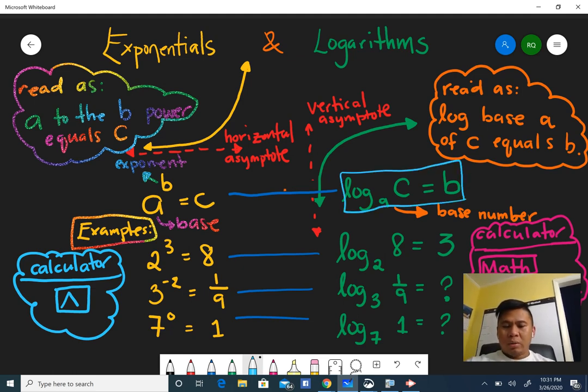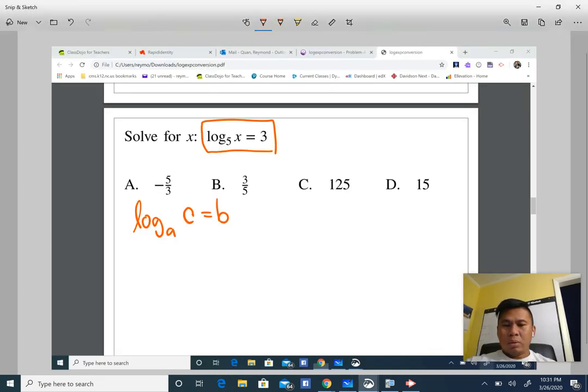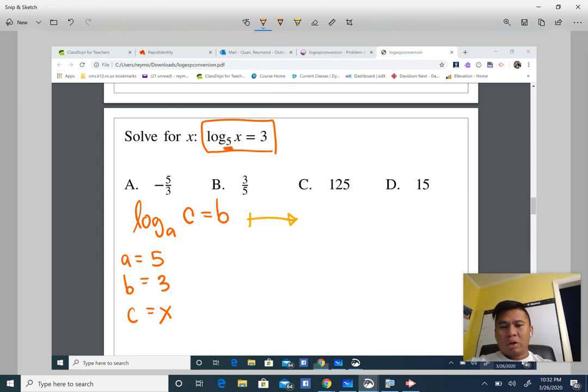Going back, in this case, a is equal to 5, b is equal to 3, and c is equal to x. Now, writing this down in terms of its exponential conversion, this can now be written as a to the b is equal to c.